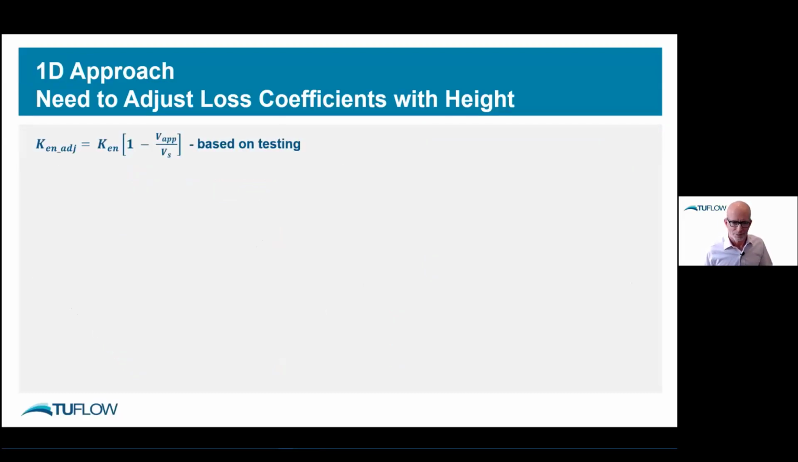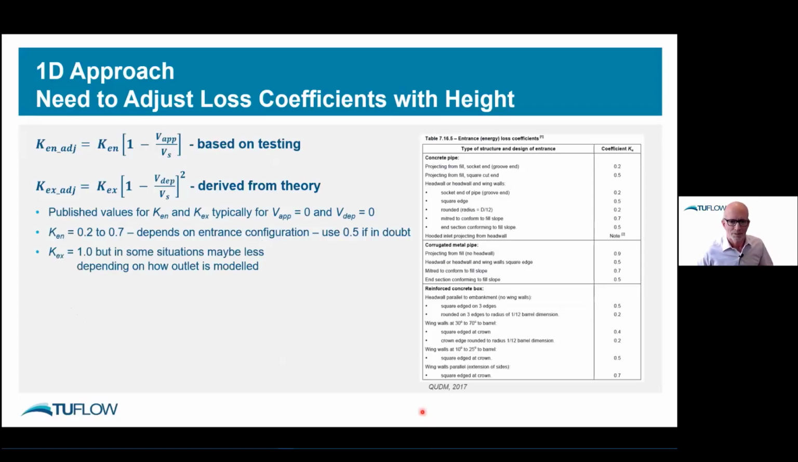So I won't get too technical because I've got a lot of slides to present, but basically the equations that are used are documented in quite a lot of places, as shown on the screen there. So the first equation is the entrance loss adjustment, and that's largely based on empirical testing. The second equation is actually derived from theory, so that one's, if you like, exact. There are plenty of published values for these K entrance and K exit. There's some on the right there for the entrance coefficient from the Queensland Urban Drainage Manual. And typically the values that people stick in are here. For the exit, you pretty well run with 1 the whole time because it's a theoretically derived equation.